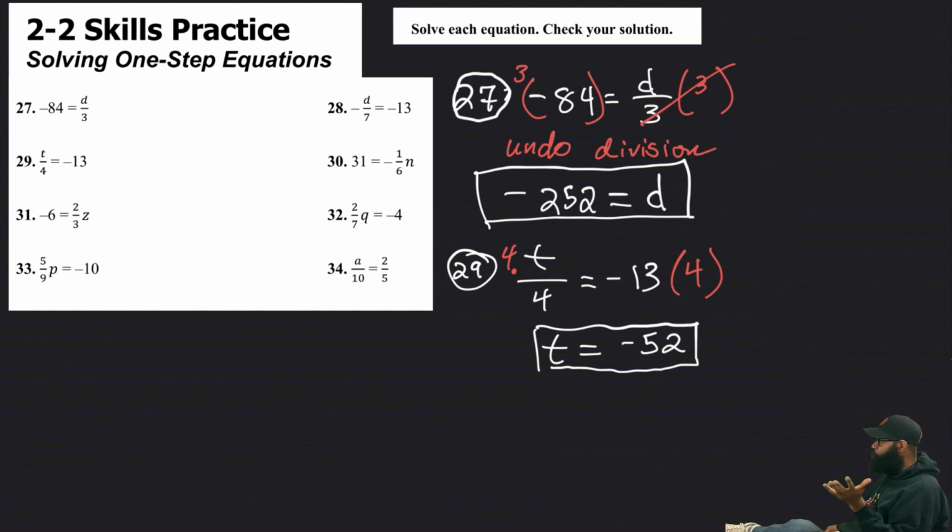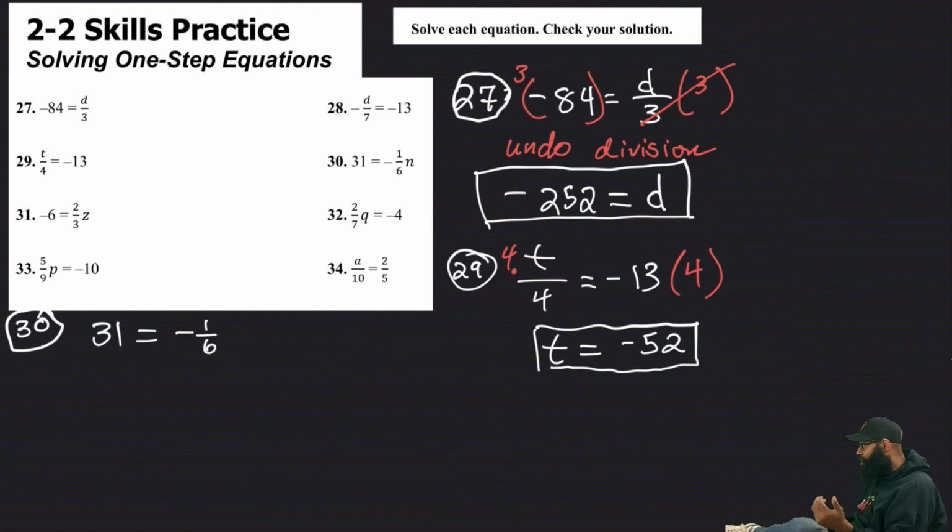Now 31 and 33 though. Or maybe we just keep with the practice with 28, 30, you know. But I know you can see it again and you can do it again. 31 is equal to a negative 1/6 n. Now here, you might look at this one and determine what to do.